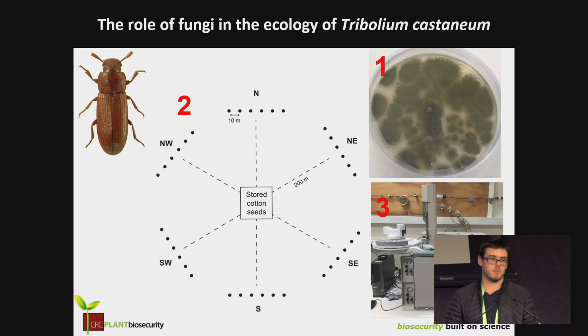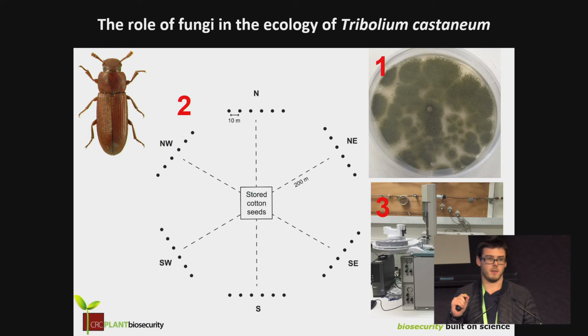Essentially, this beetle is a major pest on stored cereal grains around the world, but we were interested in its infestation on stored cotton seeds in southeast Queensland. The reason we're interested in this is because upon closer inspection, the beetles aren't actually feeding on those seeds, even though we're getting numbers of millions plus beetles there. Instead, they're actually feeding on the fungal species on those seeds.